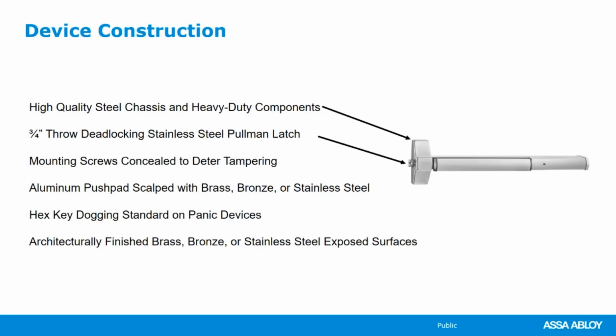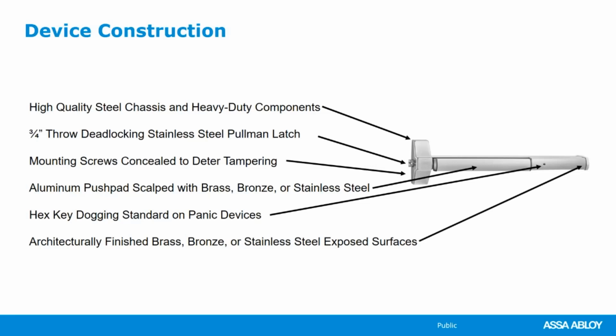We also have a security bolt type latch, which we'll talk about. That is our higher end secure type product. The mounting screws are concealed underneath the head cover for the wide style device, which makes it much more secure. It keeps you from tampering with the outside trim. We utilize a push pad that is covered with brass, bronze, or stainless steel, so the architectural finishes are the same throughout all the product. Hex key dogging is standard on all the devices. For panic rated devices, we do not have any mechanical dogging on fire rated devices, obviously. And every exposed finish is architecturally finished.